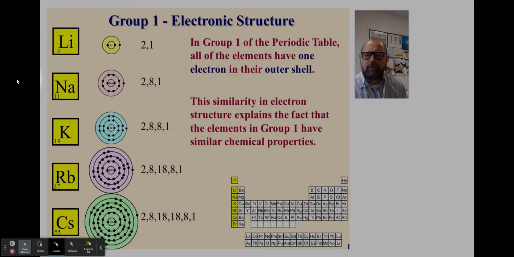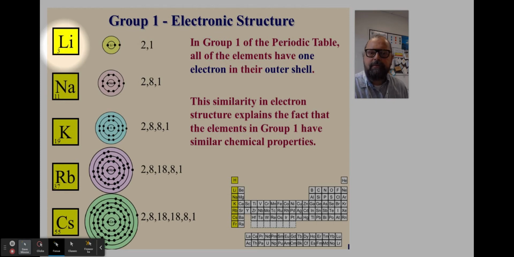So we should be relatively happy that we can show the electron arrangement of atoms in the periodic table by looking at the small proton number, remembering that it equals the number of electrons. So the numbers of protons and electrons are always the same, and that's that number 3. So lithium has 3 protons, and that means it also has 3 electrons.